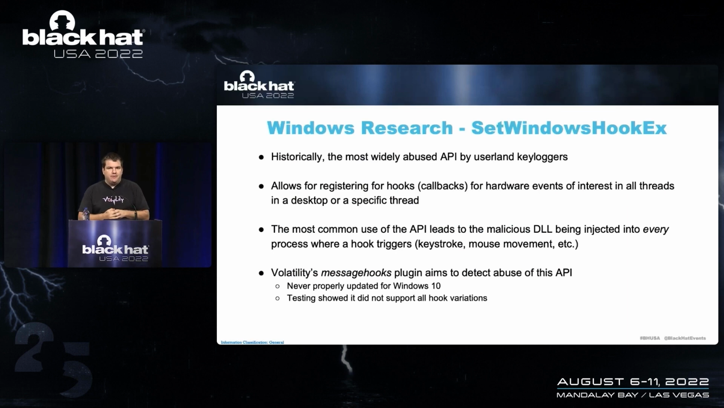The first API that we looked at that malware abuses is SetWindowsHookEx. This has been abused by malware for years and years on Windows. The reason it gets abused so much is it's extremely powerful. All your malware has to do is call one function. In most cases, when it calls that function, it's going to pass in the path to a DLL on disk that it wants injected into every process. And then the malware doesn't have to do anything after that.